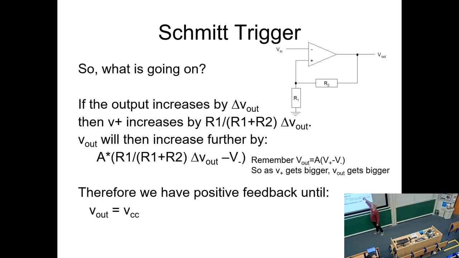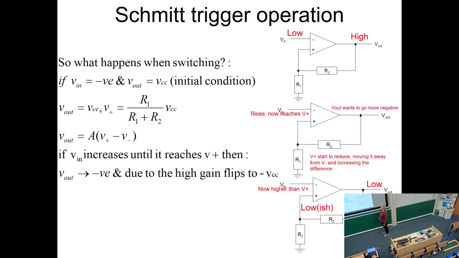Because of this, the same op-amp equation applies. As V plus gets bigger, V out gets bigger. This is the difference between the two. If the difference is huge, multiplied by a huge number, it tries to make V out huge, and it can only go to either the positive supply or the negative supply. And that's it, really.